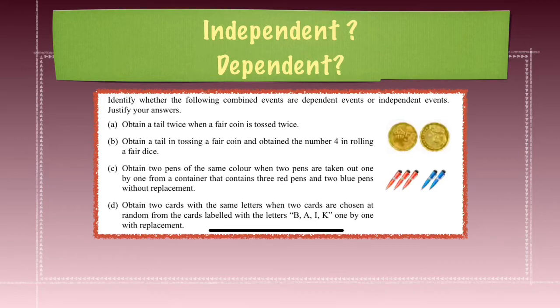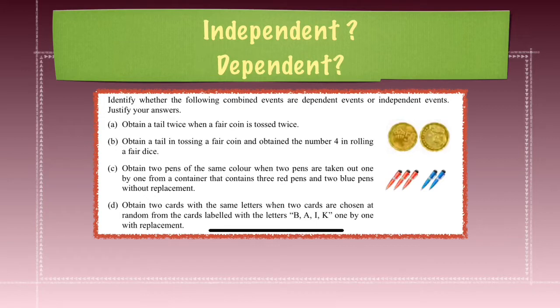Let's see question number C. Obtain 2 pens of the same color when 2 pens are taken out one by one from a container that contains 3 red pens and 2 blue pens without replacement. This is dependent events because the probability of getting the first red pen affects the probability of getting the second red pen.